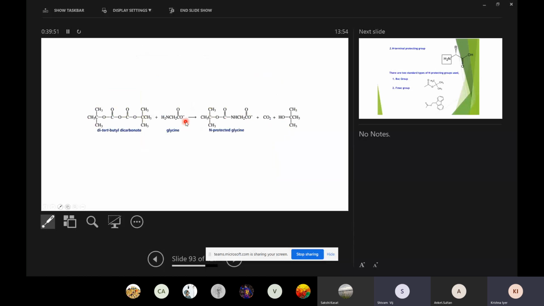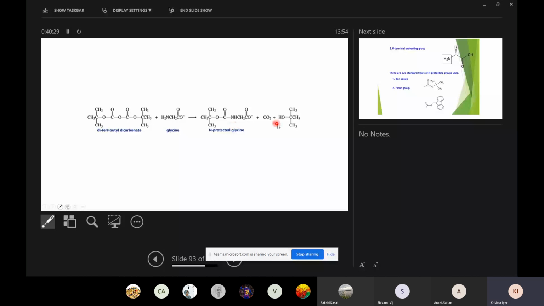Okay. So now what will happen? See how I do it. I will take glycine for example, and I'll treat it with di-tertiary butyl dicarbonate. When I do that, this amino group of glycine reacts with this carbonyl carbon, and it picks up this tertiary butoxycarbonyl group and it gets protected. So now the amino group will not be able to react because it is capped with this tertiary butoxycarbonyl.